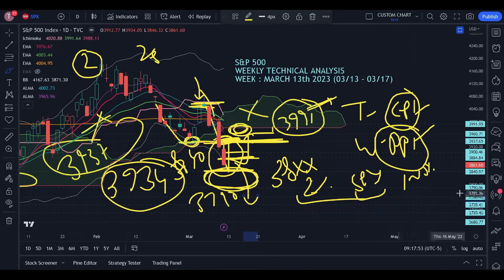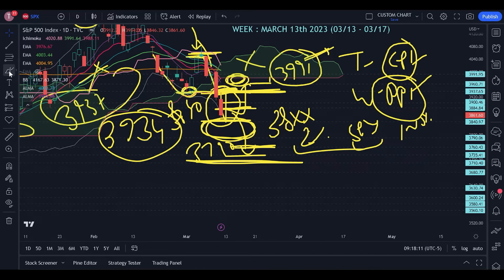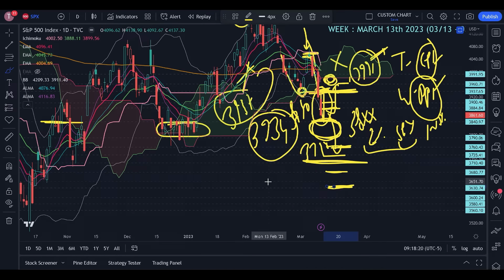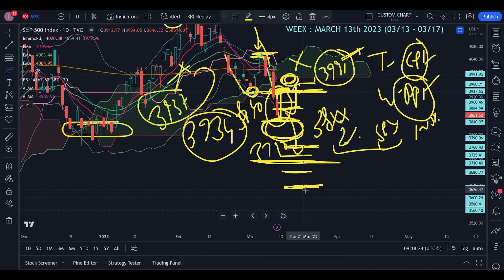Then beyond 3790, we have 3760, again a very good support. Then we have 3735, historically good support. 3710 is a very heavy support. And after 3710 we have 3680. Then we have 3635. 3635 earlier also has acted as a very strong support to the S&P 500.